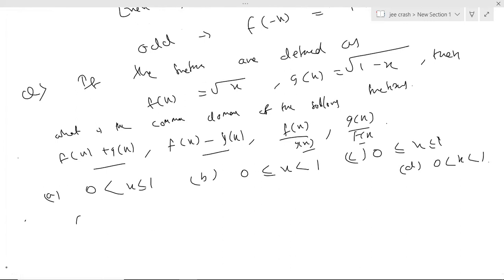देखिए फर्स्ट वन f of x प्लस g of x, तो ये है अंडर रूट x प्लस अंडर रूट 1 minus x. Can anyone tell me the domain of this function?